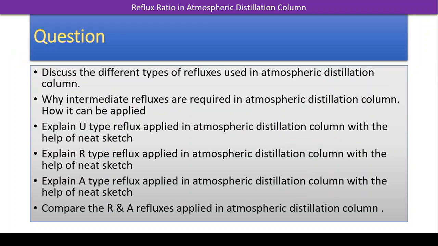The possible questions in this reflux section are: discuss the difference between the refluxes used in the atmospheric tower, why intermediate refluxes are required in the atmospheric column, how they can be applied, explain U type reflux, explain R type reflux in atmospheric column with the help of a neat sketch, explain A type reflux with the help of a neat sketch, compare the R and A refluxes applied in the atmospheric distillation column. So these are the possible questions. So this is all about the refluxes in the atmospheric distillation column.